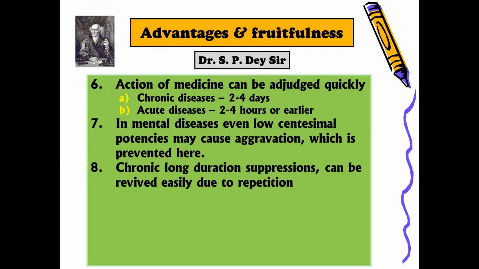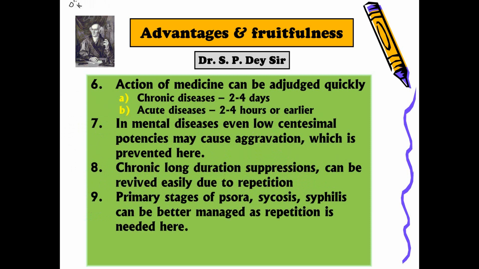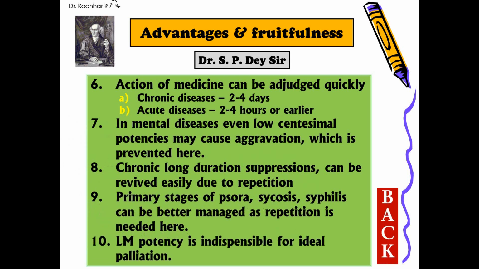Chronic long duration suppression, sometimes there is suppression of long duration and you give the centesimal potency, after that it takes a long time for that suppression to come out, and without the suppression coming out, the chances of cure are not there. Here it can be revived easily because you are repeating again and again. Then primary stages of psora, psychosis, syphilis, Hahnemann has said that you have to give larger doses here. So here instead of dilutions, full mouthful doses are given in primary stages of psora, of syphilis and psychosis, and repetition is easily managed. LM potency is unavoidable for ideal repetition is the summary.